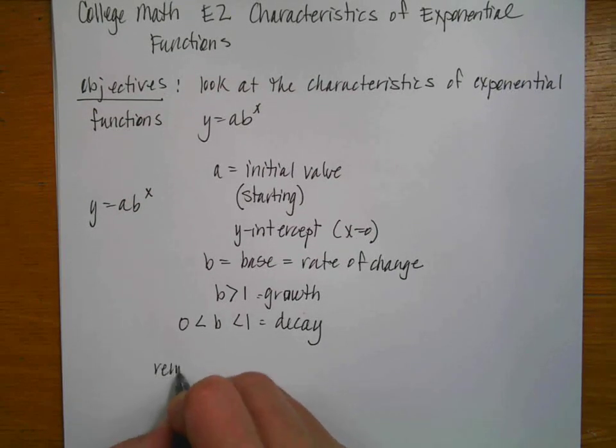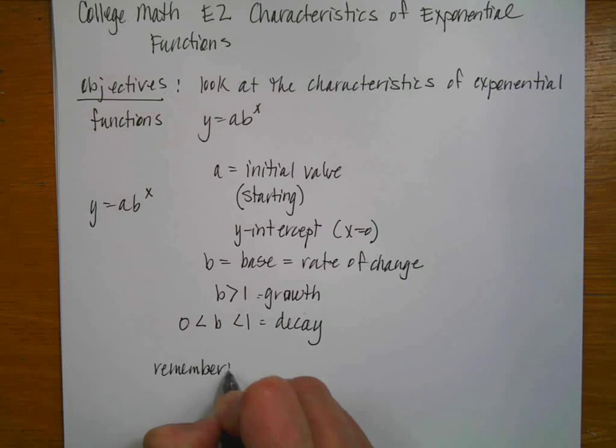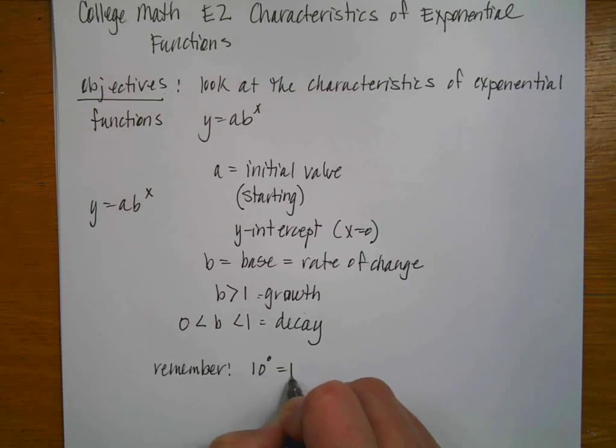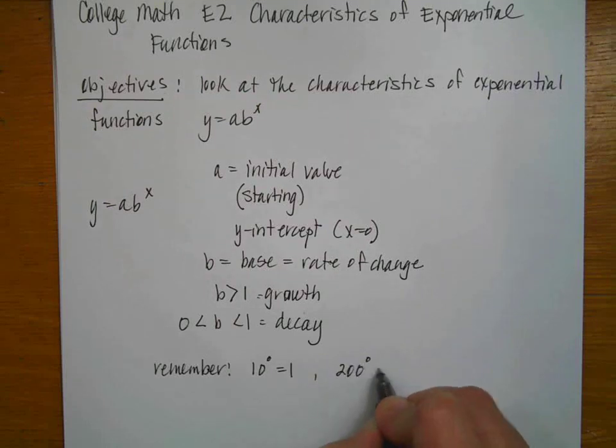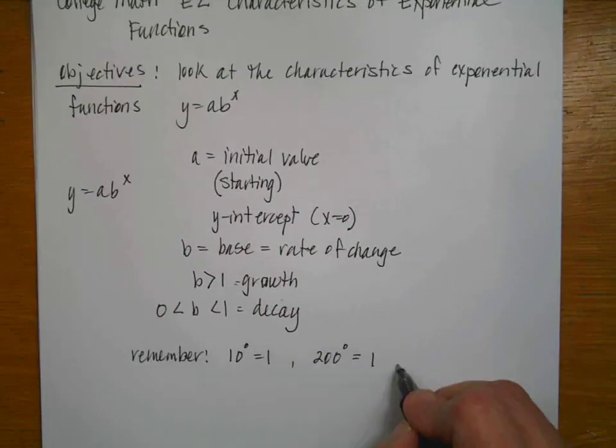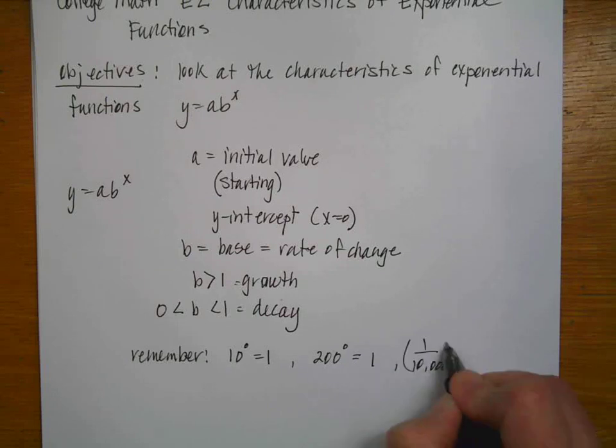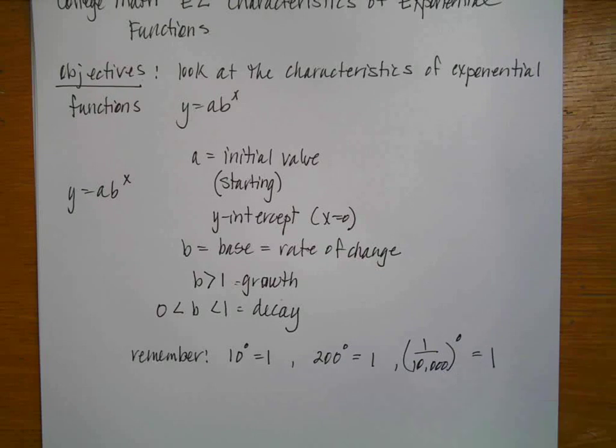I'm also going to just write this down. So remember that anything raised to the 0 is equal to 1. So 200 raised to the 0 is 1. And then I could have 1 over 10,000 raised to the 0, and it's still going to equal 1. So anything raised to the 0 power is 1.